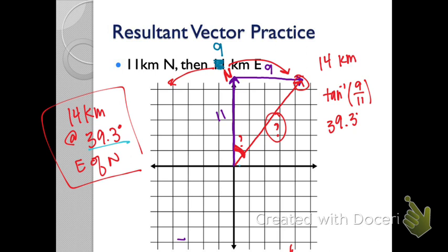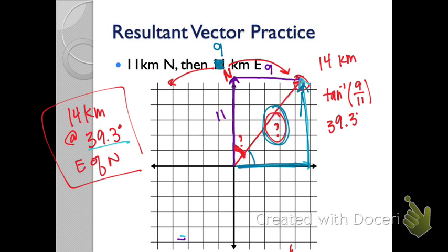Let me make this clarification. Had we drawn our vector east first and then north, wouldn't we get to the same final destination? Yeah, we would, right? If we go east 9, then 11 north, we would get to the exact same final destination. And this distance would still be the same, right? That hypotenuse would be the same. But what would be different?